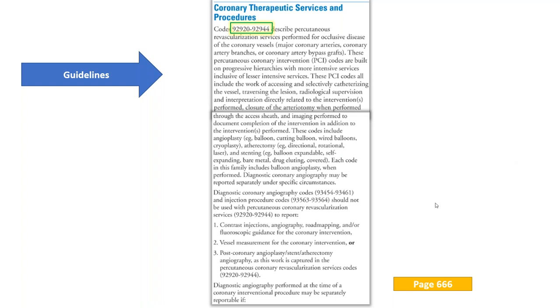Remember, that's from the video. That can be balloon, a cutting balloon, wired balloons, or cryoplasty. They also include atherectomy. Atherectomies can be directional, rotational, or laser, and they code for stenting. Again, those stents, you saw a stent imposed during that video. That can be a balloon expandable, a self-expanding, a bare metal, a drug eluting, or a covered stent. Each code in the family includes balloon angioplasty when performed. Now, diagnostic coronary angiography may be separately reported under very specific circumstances.